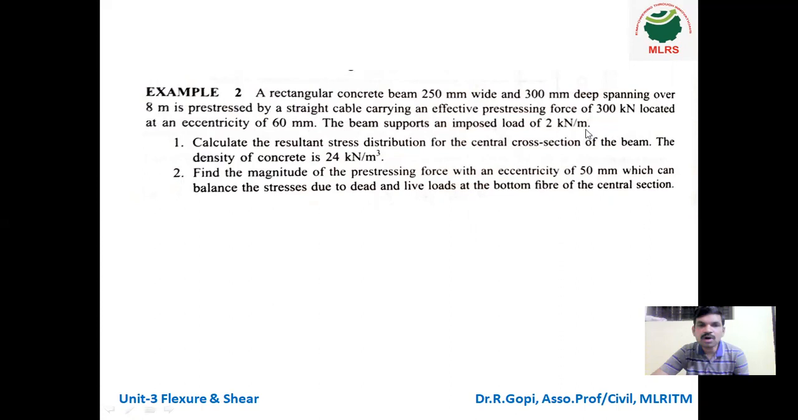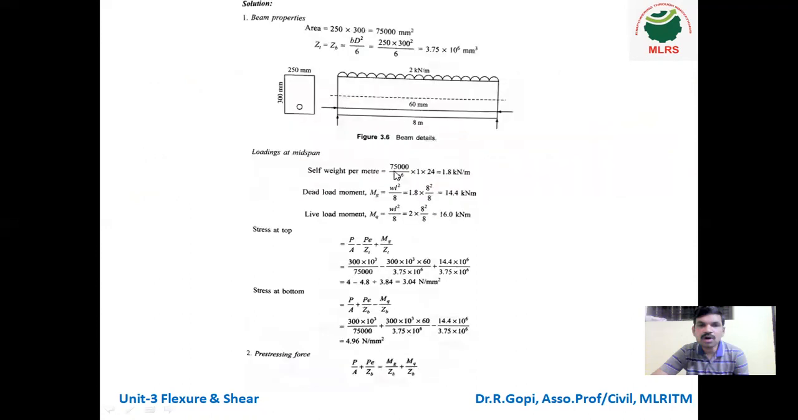This is called live load. Calculate the resultant stress distribution for the central cross section of the beam. The density of the concrete is 24 kilonewton per meter cube. Find the magnitude of the prestressing force with an eccentricity of 50 mm, which can balance the stress due to dead load and live loads at the bottom fiber of the central section. Okay. So first read the first question. What they are asking: calculate the resultant stress distribution. Okay. First we will see that one.